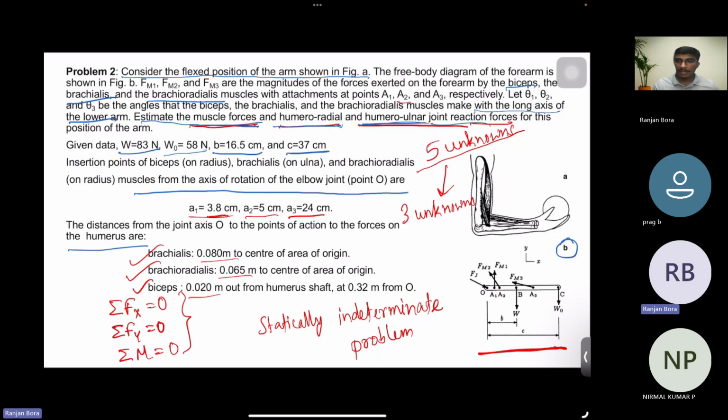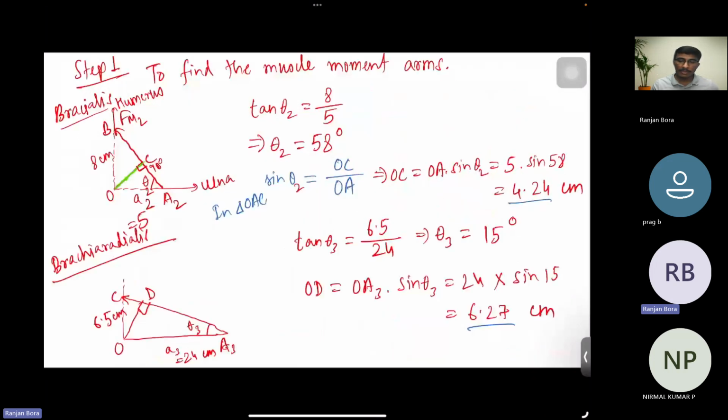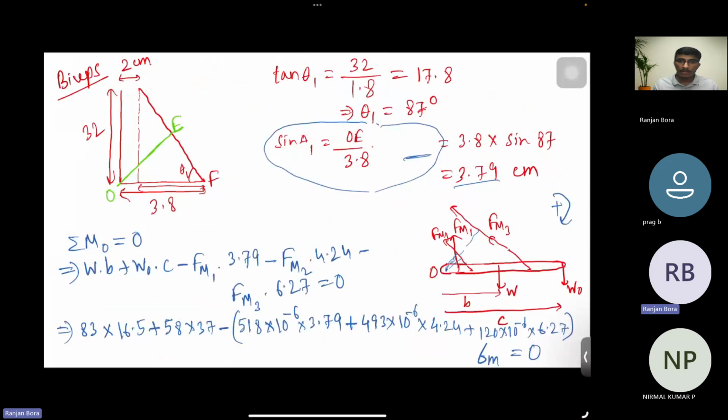So do you have any doubt in calculation of the muscle forces? Okay.